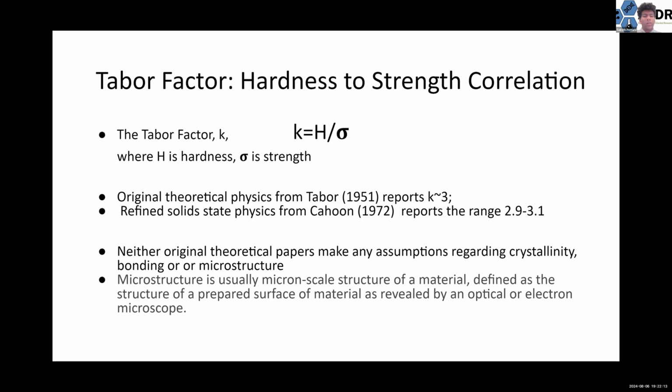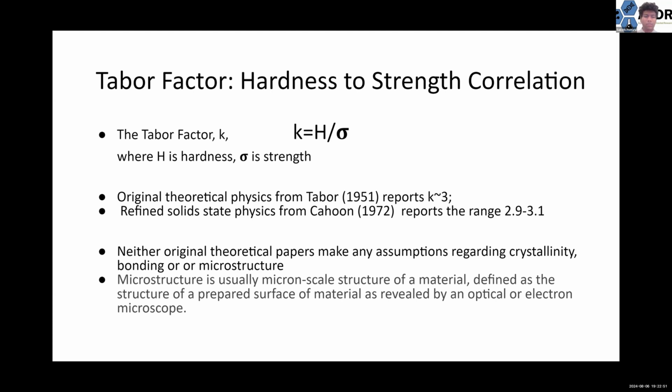It was originally from theoretical physics from David Tabor, reporting that the Tabor factor was approximately 3, and refined solid-state physics from J.R. Cahoon reported the range to be around 2.9 to 3.1. Neither of the original theoretic papers made any assumptions regarding the crystallinity, bonding, or microstructure. Microstructure is usually a micron-scale structure of a material, defined as the structure of a prepared surface of material as revealed by an optical or electron microscope. This is not the atoms, but the actual structure of the material.